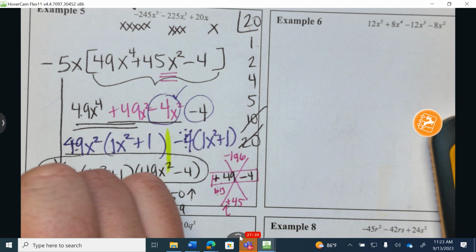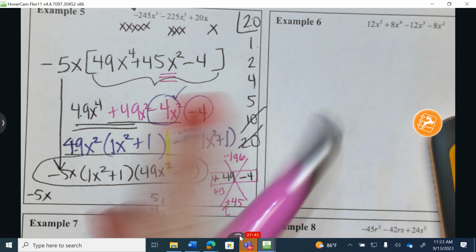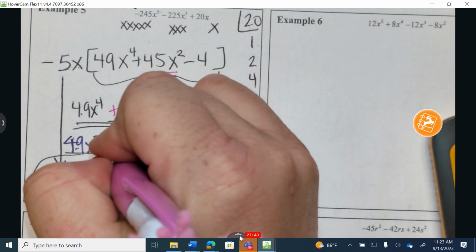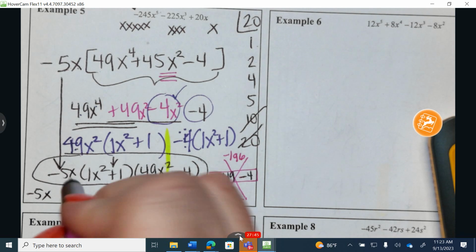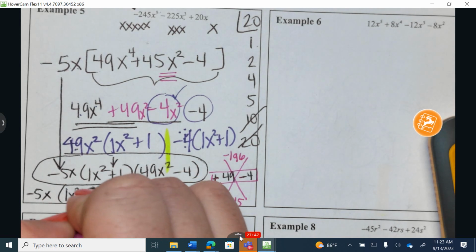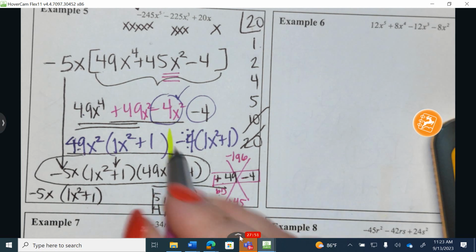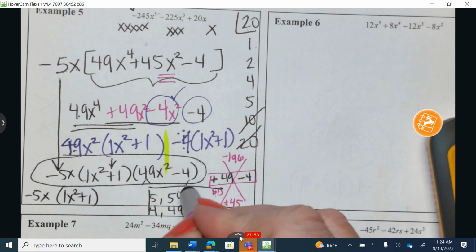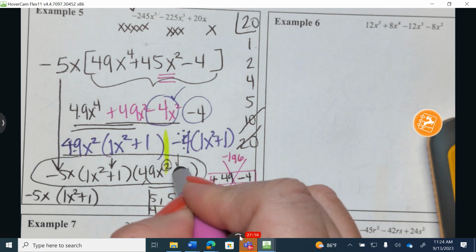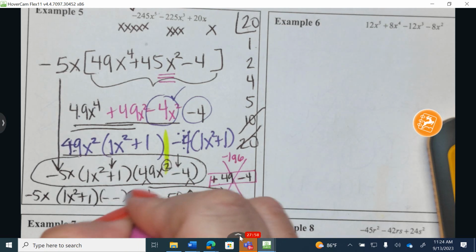Okay, so you ready? I put down the minus 5x. The only reason I can't go further with this parenthesis is we don't have subtraction. So I write down 1x squared plus 1. Now here, I can go further. This breaks into 7, 7, 2, 2, divisible by 2, and I have subtraction.